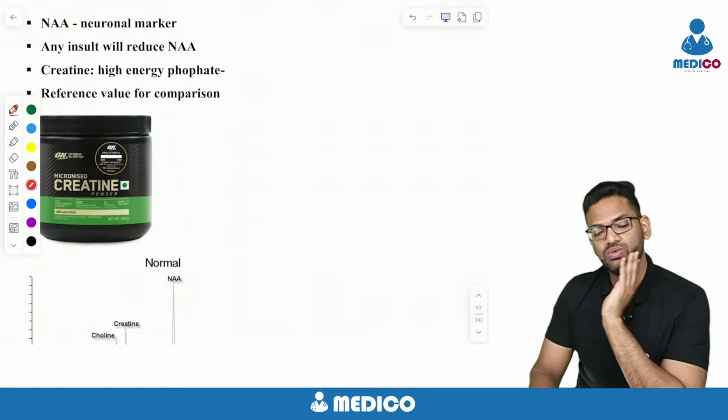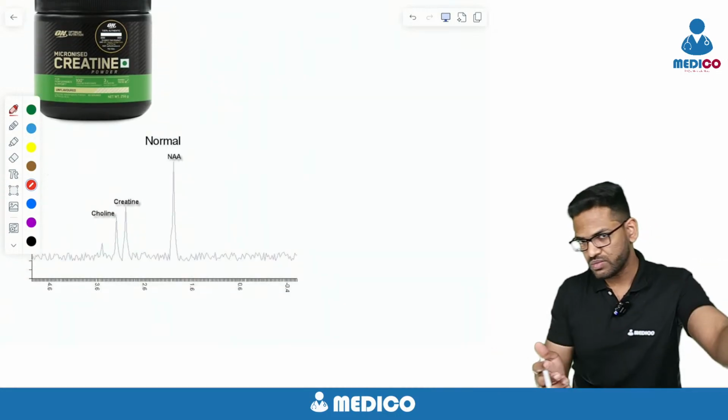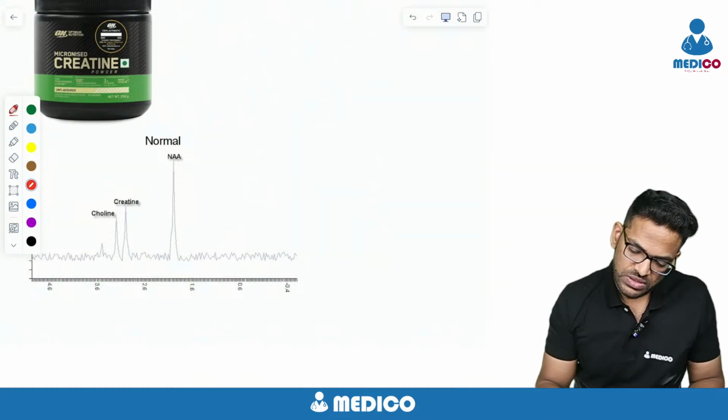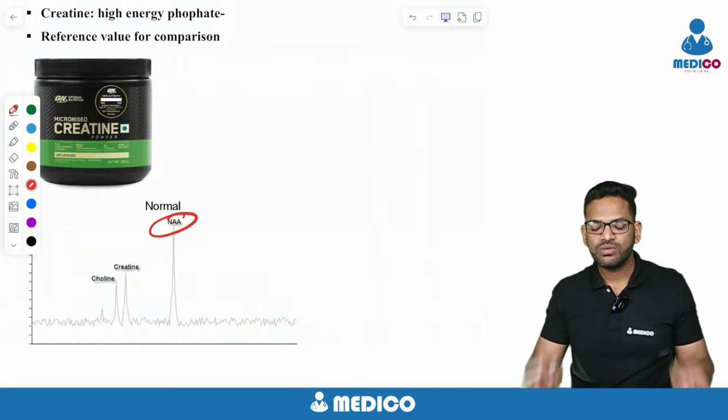So we'll come to a normal MRS first. This is also very important because if they can ask about lipid peak, they can very well ask about normal peaks. So first thing is NAA is a normal neuronal marker.